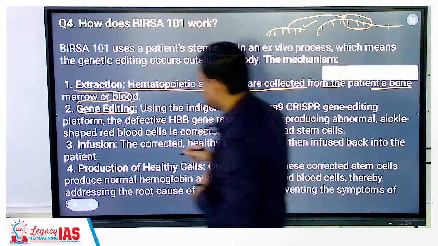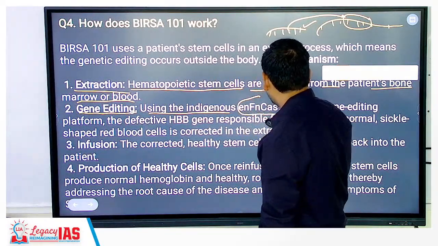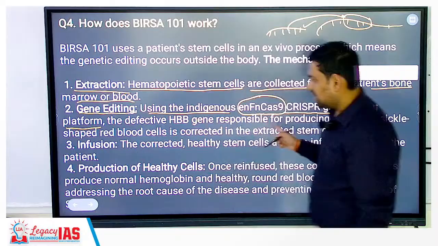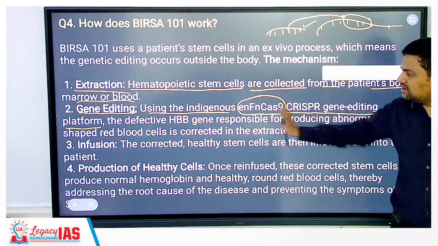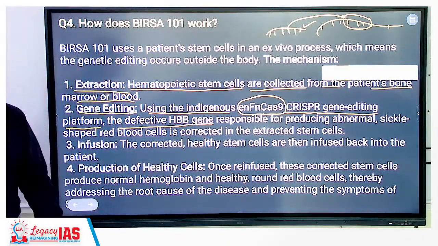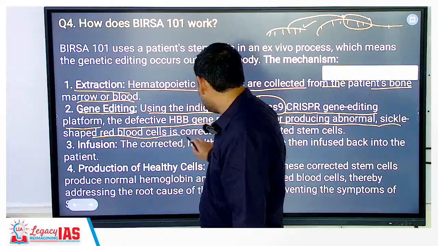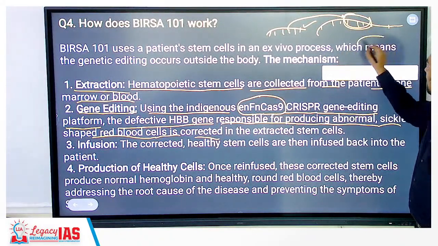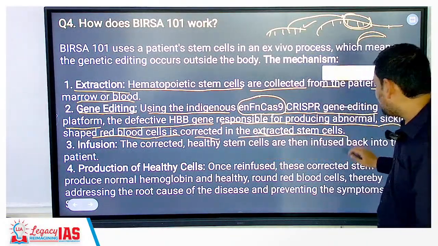Now, gene editing is being done using the indigenous FNCas9 CRISPR gene editing platform. We have developed this ourselves. This particular one is developed indigenously. Of course, it follows the same process as CRISPR-Cas9, but this is our indigenous system. Then the defective HBB gene responsible for producing abnormal sickle-shaped red blood cells is corrected. You need not remember the gene type. So you are doing genetic editing: the part of the gene because of which it used to become sickle shaped, you will remove and then correct it in the extracted stem cell. Corrected means what?